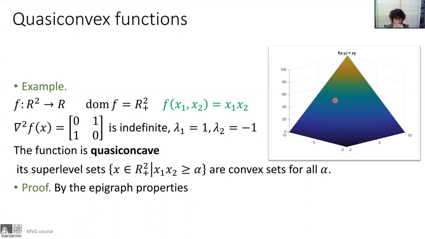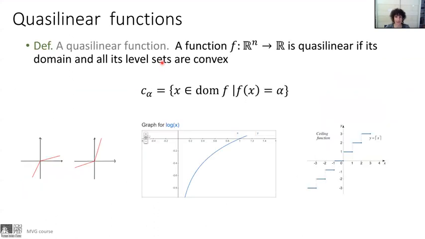So you're saying that every function that has only one maxima or one minima is quasi-convex or quasi-concave? No, not exactly. In a minute you will see why. Sorry, it's a bit delicate. Just a very good question. Let me show you in a minute.